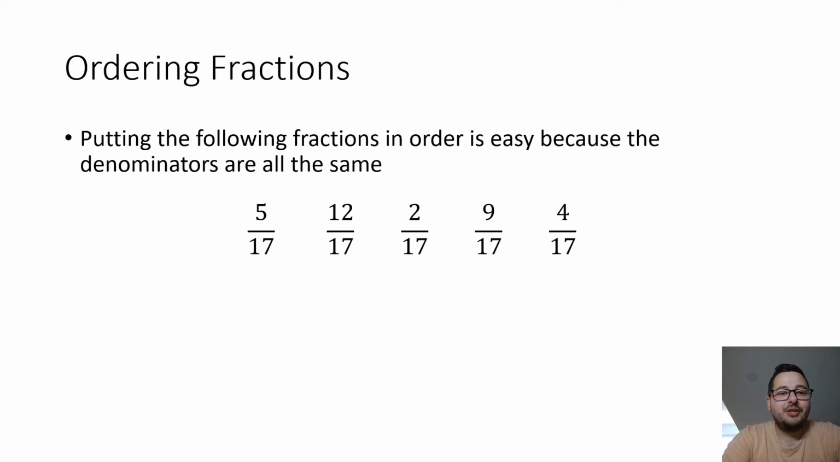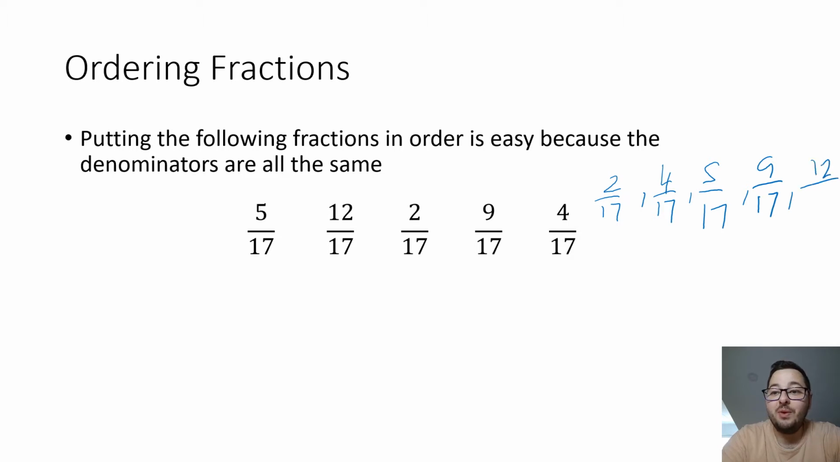So let's have a look at some fractions to start with then. Imagine you've got a question that says put these fractions in order. This is a pretty easy question, because they're all over the same number. I've got 5 over 17, 12 over 17, 2 over 17, 9 over 17, and 4 over 17. Because they're all in 17ths, you can just write them in order by looking at the top numbers. So this is going to be 2 over 17, then 4 over 17, then 5 over 17, then 9 over 17, then 12 over 17.